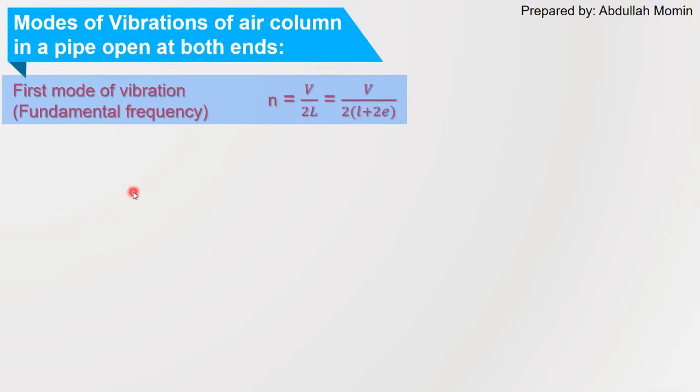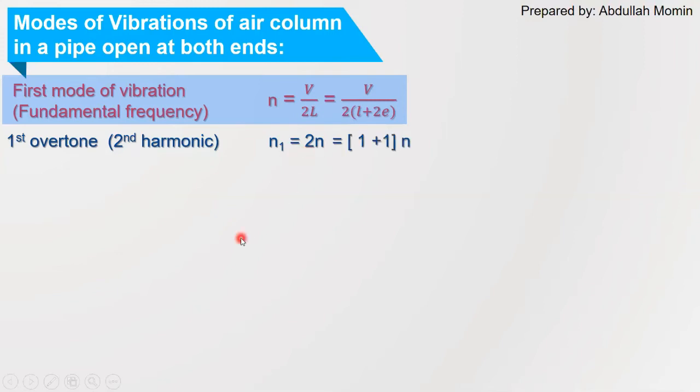And after that, we calculated the second mode of vibration, that is the first overtone, and the frequency of the first overtone we got as N1 is equal to 2n. And this 2 can be written as 1 plus 1n. Now the second overtone, which is also called the third harmonic, we got N2 is equal to 3n. So in the second mode of vibration we get N1 as 2n, and in the third mode of vibration N2 as 3n. And this 3 can be written as 2 plus 1n.